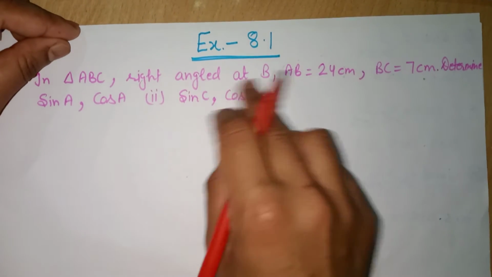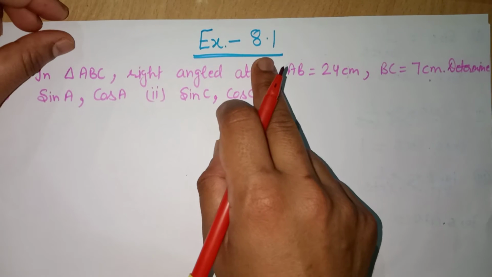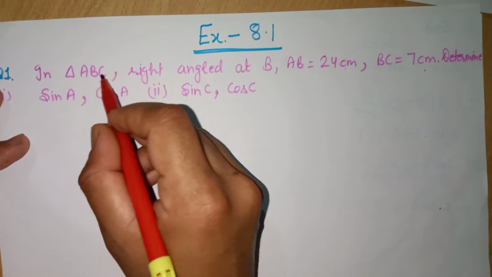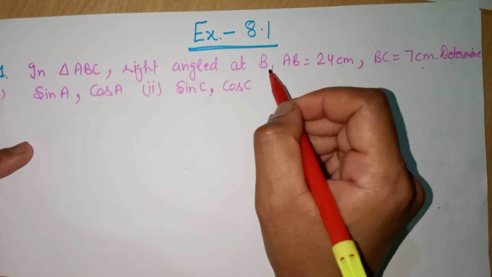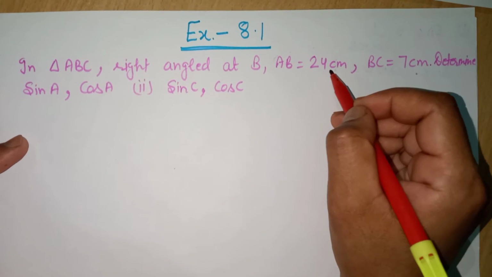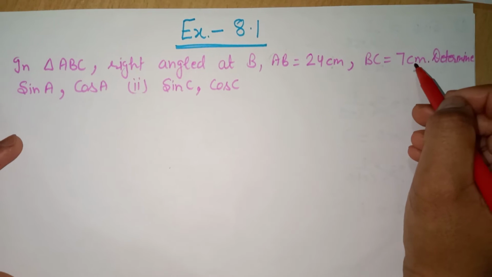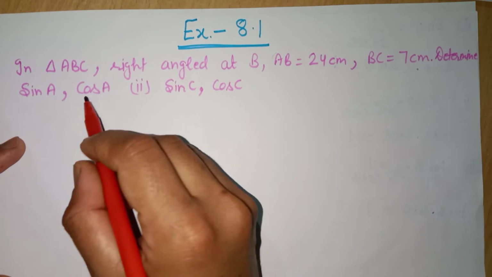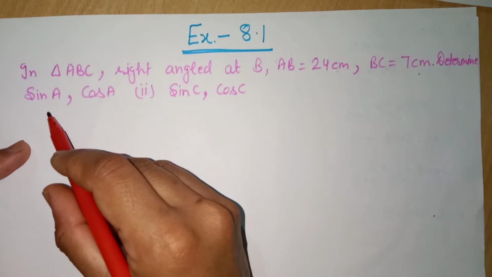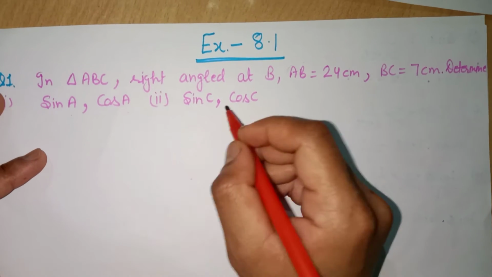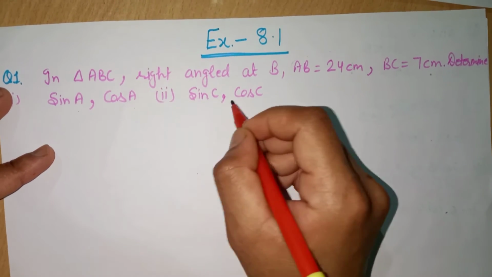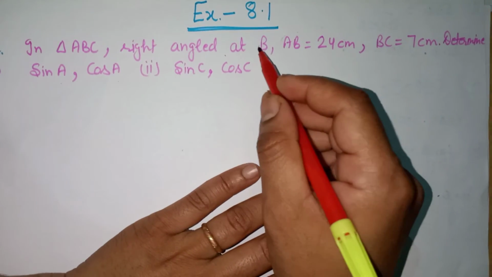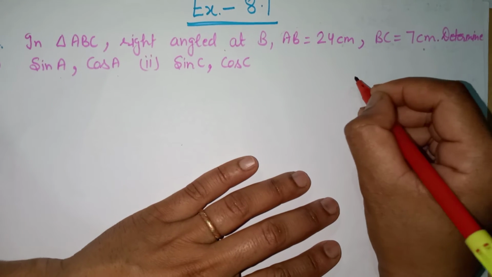Let's solve question number 1 of exercise 8.1. Question number 1 is: in triangle ABC, right angled at B, AB is equal to 24 cm, BC is equal to 7 cm. We have been given the lengths of two sides. Determine sin A and cos A. We have to find the values of sin A and cos A, and in the second part, sin C and cos C. So first of all we have to draw a right angle triangle which is right angled at B.